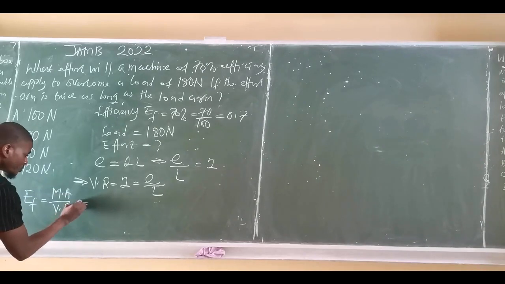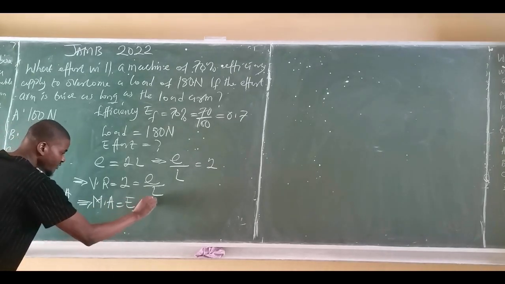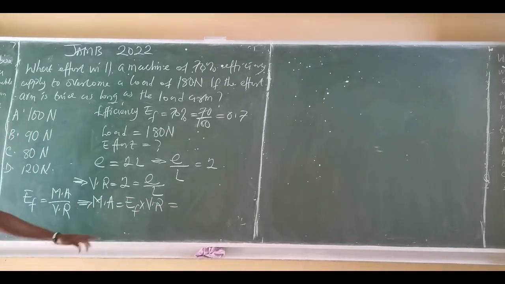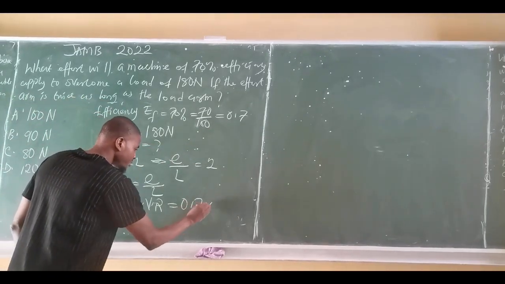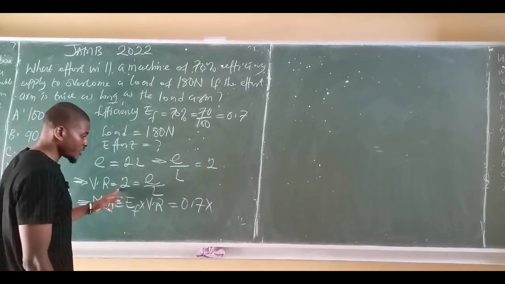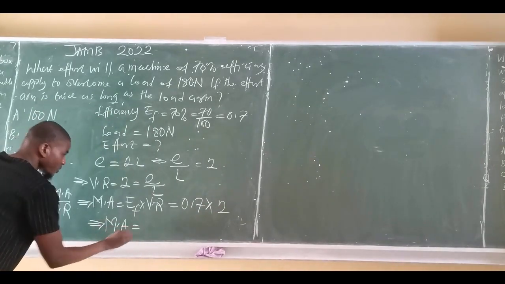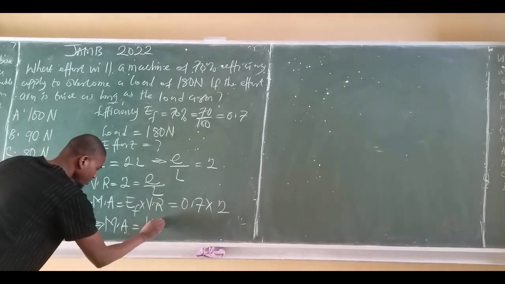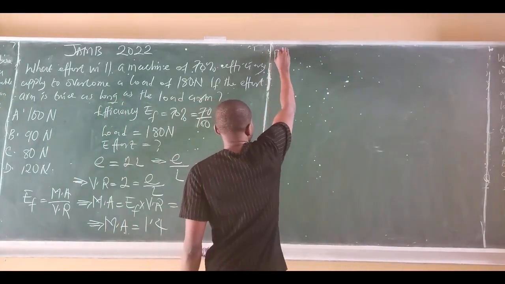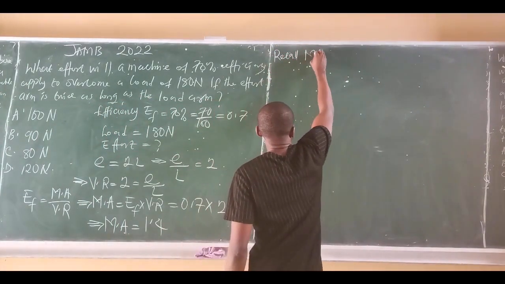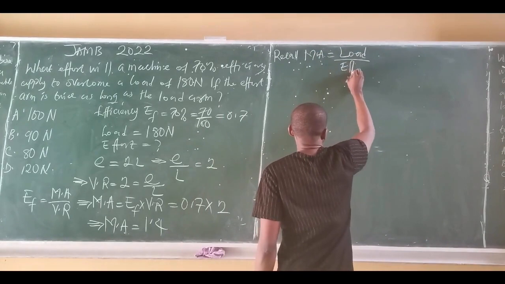If we do that, we are going to find that mechanical advantage is simply equal to efficiency multiplied by the velocity ratio. We had efficiency to be equal to 0.7, so you put it down, 0.7 multiplied by velocity ratio, which has the value of 2. So this simply implies that the mechanical advantage is now equal to 2 times 0.7, which obviously gives you 1.4. So this is now the mechanical advantage. But not forgetting, recall that mechanical advantage itself is actually load all over effort.